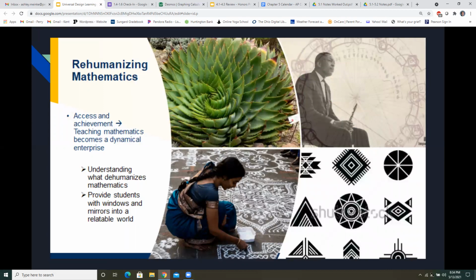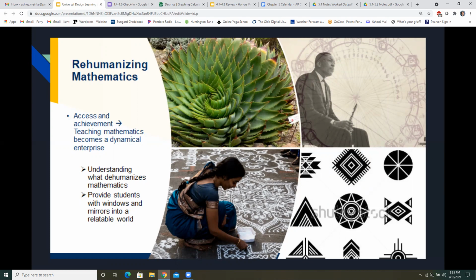So moving from there, recently I have been doing some research on why mathematics is considered to be a difficult subject. And lately there's been some research on how we can rehumanize mathematics. And two of the key things that you'll need in this journey would be access and achievement. Just because students have access to education doesn't mean that they can succeed. You have to focus on the achievement portion as well. If access and achievement happen together, then teaching mathematics can become a very dynamic enterprise.